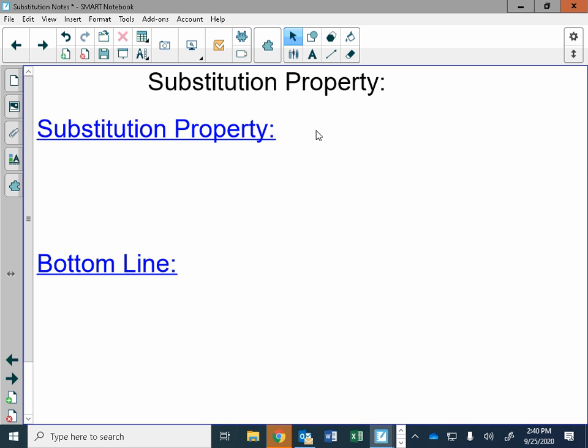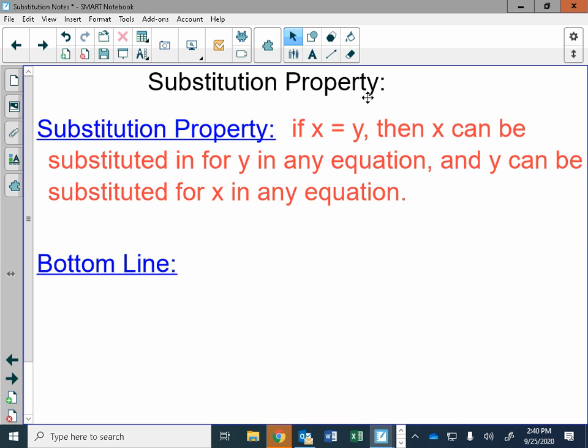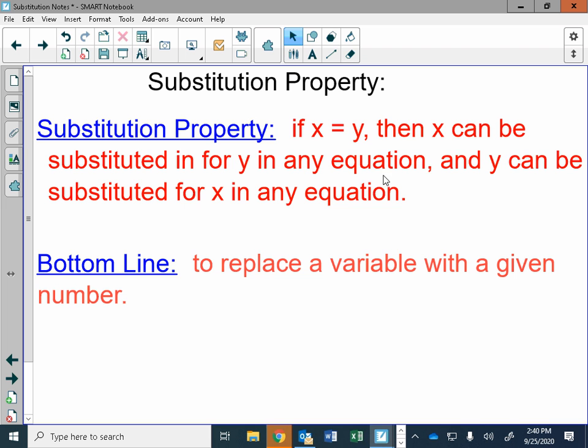Substitution property. The substitution property states that if x is equal to y, then x can be substituted in for y in any equation, and y can be substituted for x in any equation. So they're interchangeable. If they are equal to one another, we can interchange them. The bottom line for us today is the substitution property is the property that tells us it's okay to replace a variable with a given number.